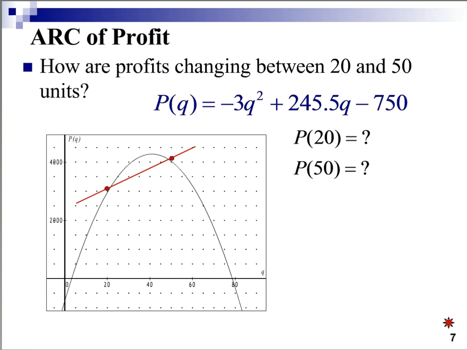So there's a couple of ways we could do this. We can go ahead and just plug 20 and 50 into the equation using a calculator or a spreadsheet and come out with the answer. Or we could use graphing software to do this. Either way, it doesn't matter. You just need to come up with the value for P of 20 and P of 50.